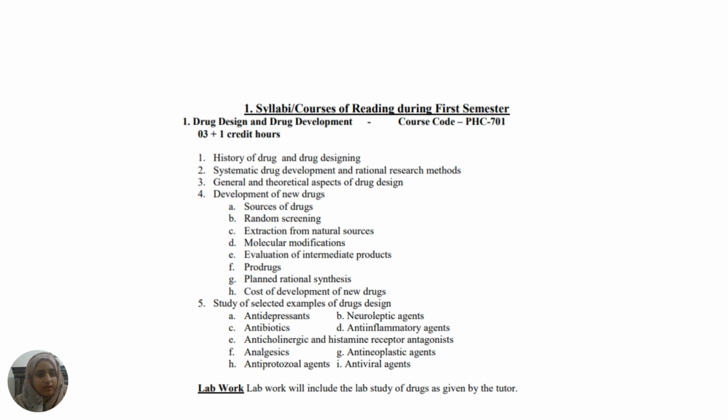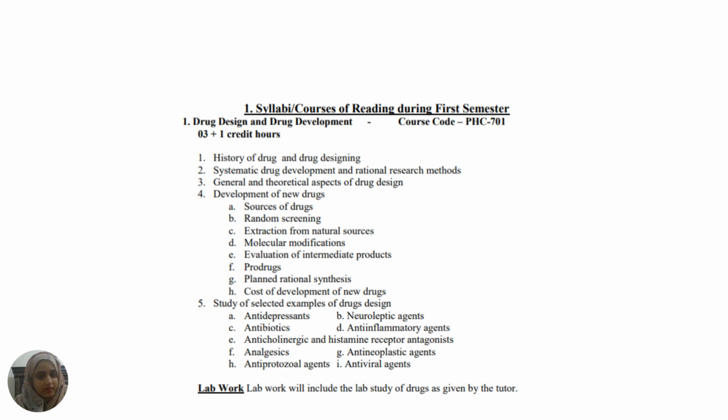General and theoretical aspects of the drug design, development of new drugs, sources of drugs, random screening, extraction from natural sources, molecular modification, evaluation of intermediate products, planned rational synthesis, cost of development of new drugs. First topic is study of selected examples of drug design: antidepressant, antibiotics, anticholinergic and antihistamine receptor, analgesic, antiprotozoal agents, neuroleptic agents, anti-inflammatory agents, antineoplastic agents, and antiviral agents.